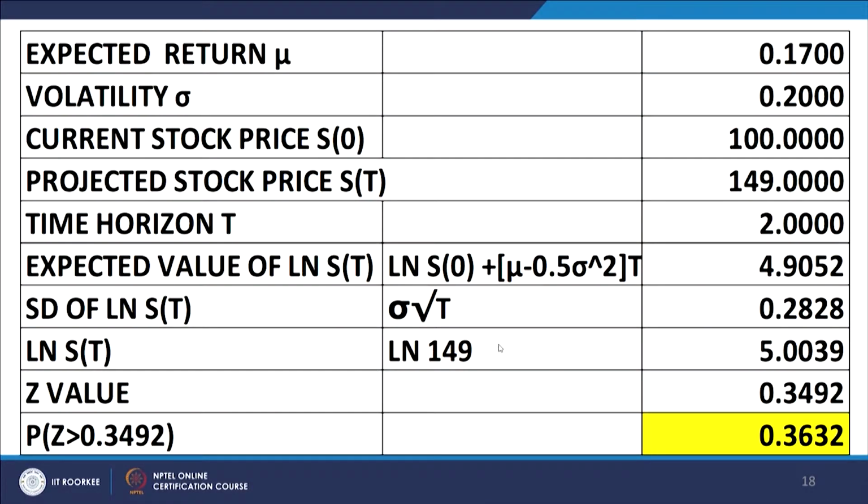The expected return mu is 17%, volatility is 20%, current stock price is 100 and the projected stock price that we want to be exceeded is 149. The time horizon is 2 years. The expected value of log S_t is given by log S_0 plus (mu minus 1 by 2 sigma square) t. We have done it just now a few minutes back. So, that works out to 4.9052 and the standard deviation of log S_t is sigma root t, which works out to this. Sigma and t are given here, mu is also given here and S_0 is also given here. We can work out log of S_0 and we can work out this mean.